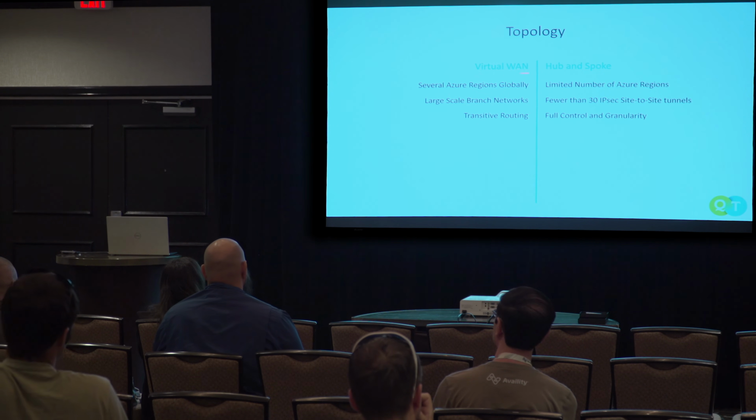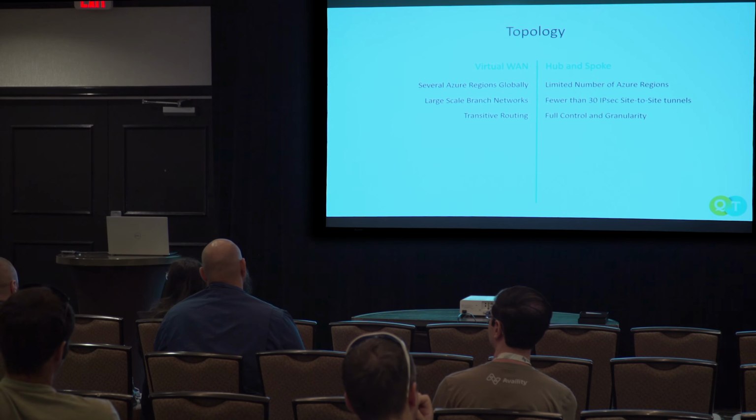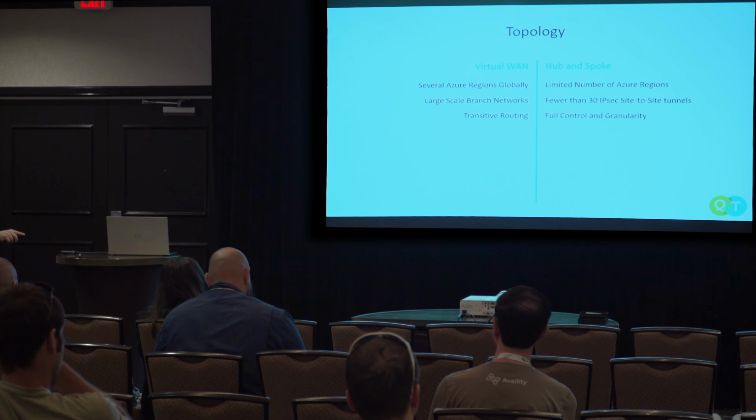And the differences really are, for the vWAN, you're looking at several regions globally, large networks, and transitive routing. And then for the hub and spoke, you're limited, it's smaller, you don't need to be as global.